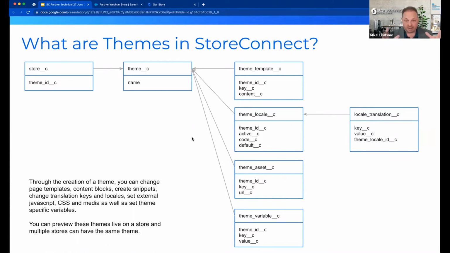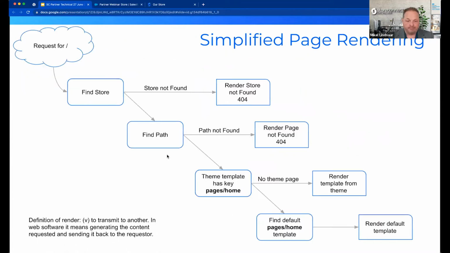So all of these things together, when we talk about a theme in Storeconnect, we are talking about multiple records around those 6 objects inside of Salesforce. And I'll walk you through how this gets created, and we'll do some demos around it.